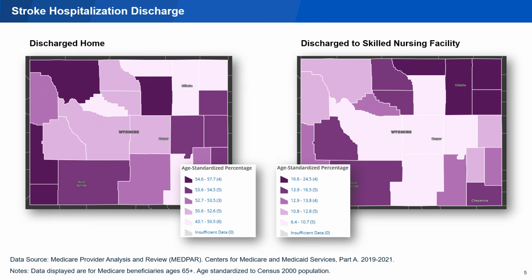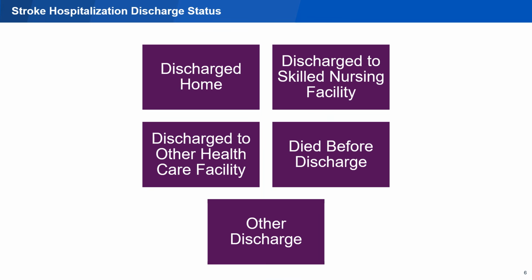The Atlas has a multitude of stroke hospitalization discharge data that can be mapped. Here we see county-level maps of stroke hospitalization discharges home and to skilled nursing facilities. The full list of options for mapping stroke hospitalization discharge status in the Atlas includes those discharged home, discharged to a skilled nursing facility, discharged to another healthcare facility, patients who died before discharge, and other discharge.